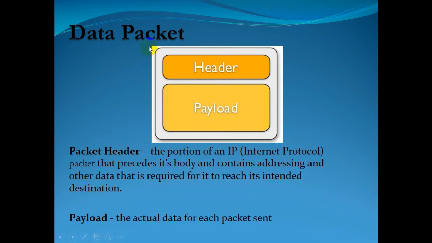Now, a packet is made of two parts. We have the header and the payload. Now, the header is the portion of an IP that precedes its body. It contains addressing and the other data that is required for it to reach its intended destination. Now, the payload is the actual data for each packet sent. So, yung information or yung data natin, nandito siya nakalagay sa payload. And then, yung address information, kung saan nanggaling, kung saan papunta, yun naman yung nandun sa header.